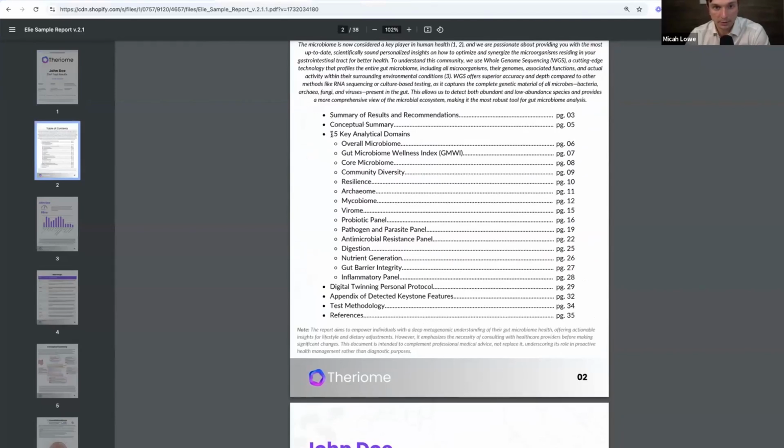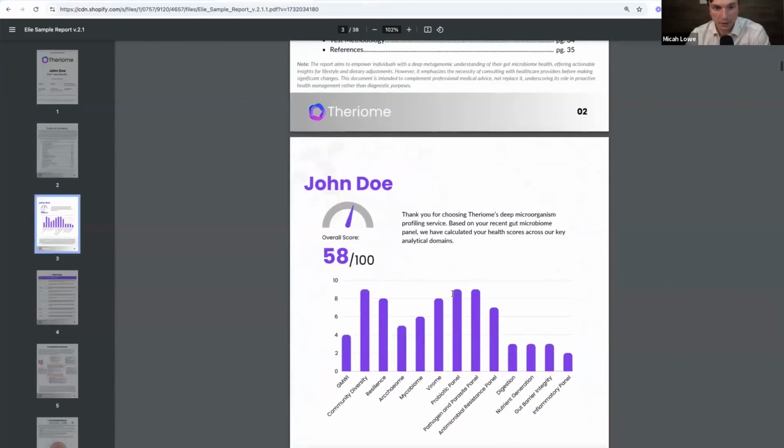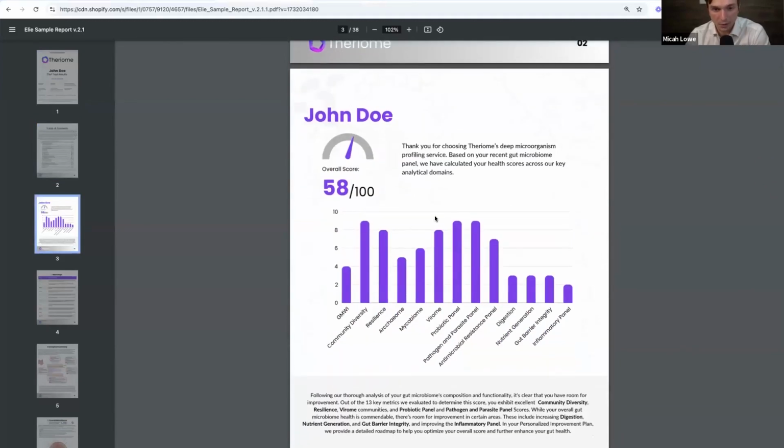So you have your conceptual summary, 15 key analytical domains, the protocol, and then the appendix, which is where you can find the keystone microbes and whatnot. They'll get an overall health score. That's going to give me just a very general idea of where they sit. If they're a 58 and it's a person who's really trying to optimize, really trying to be healthy, maybe I want to get them up to a 65 over the next 3 months or what have you.